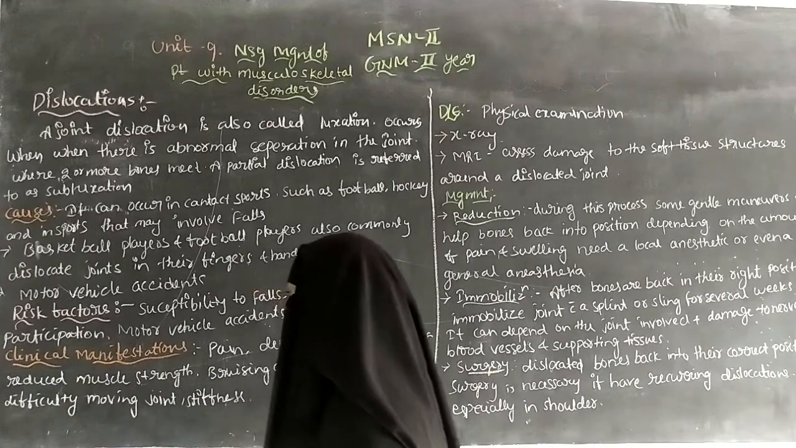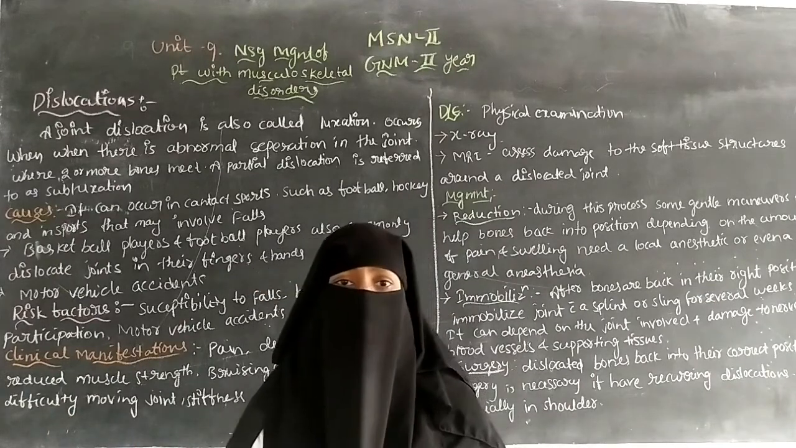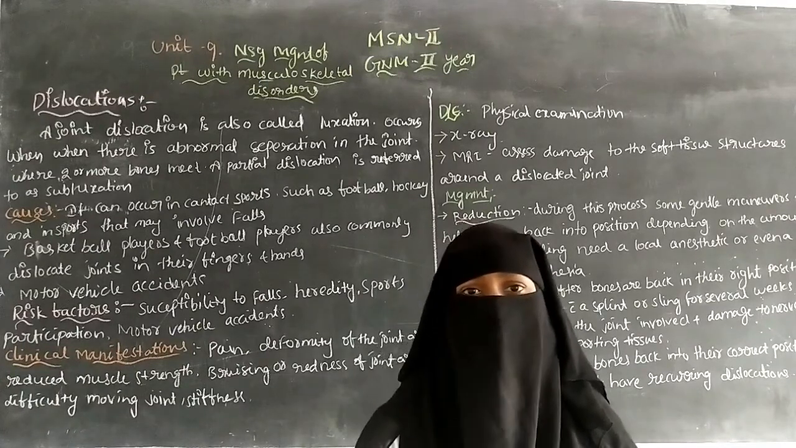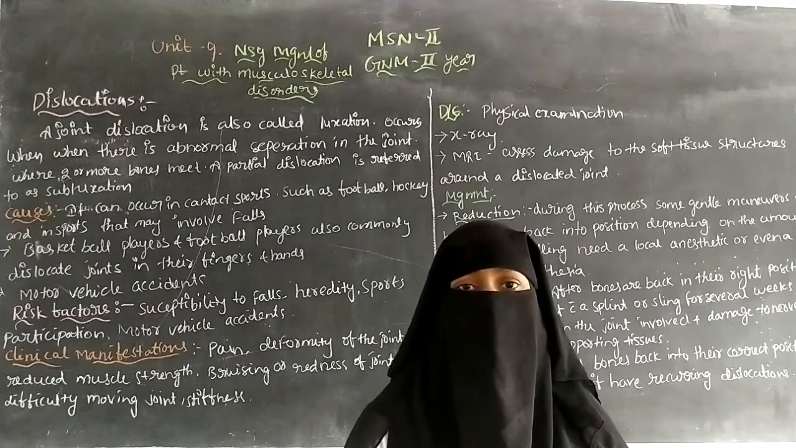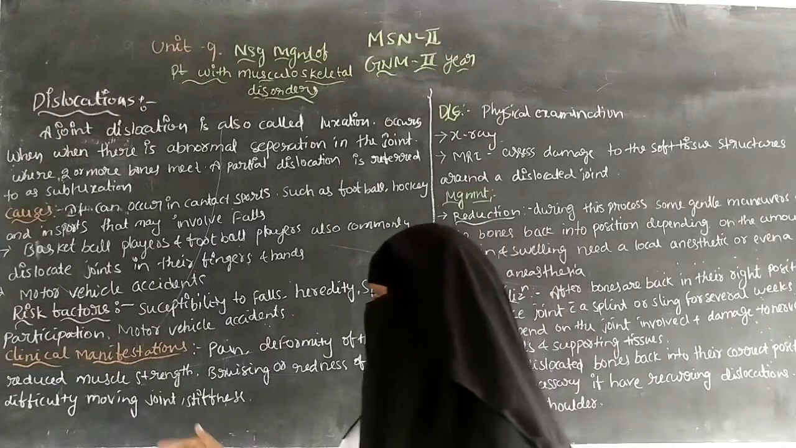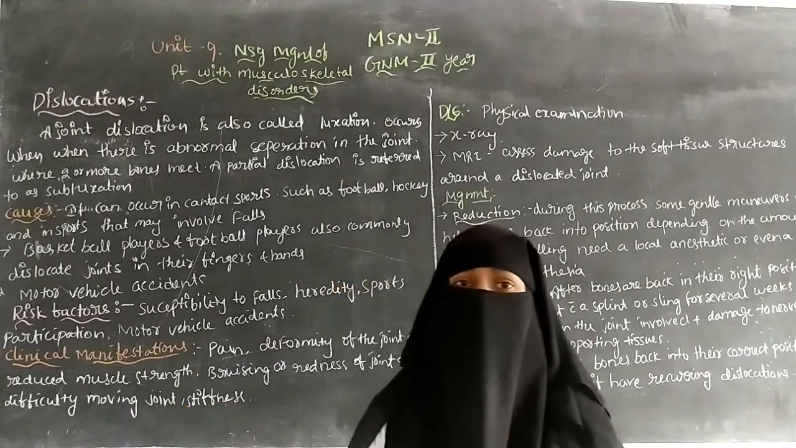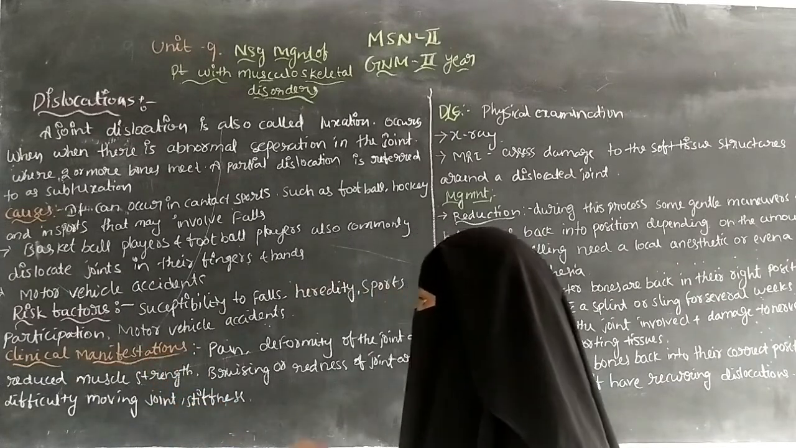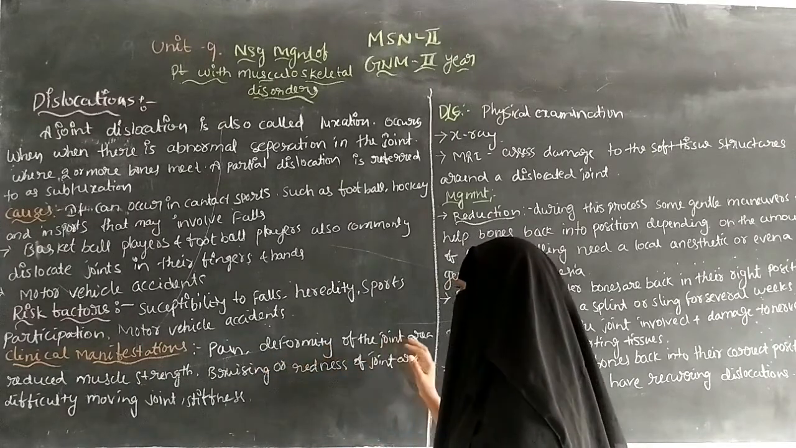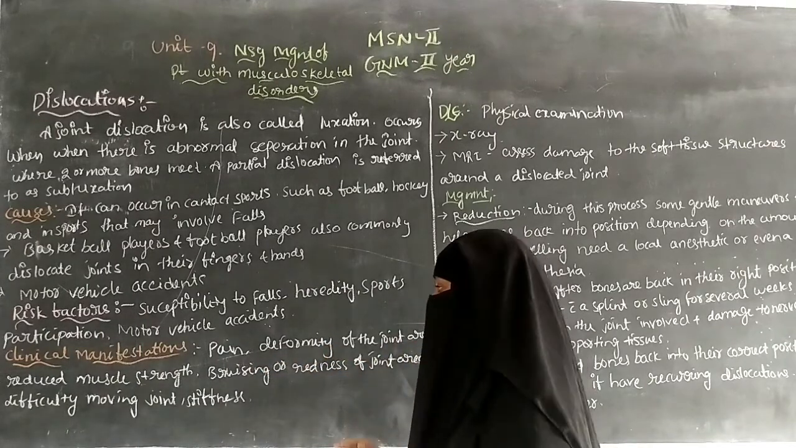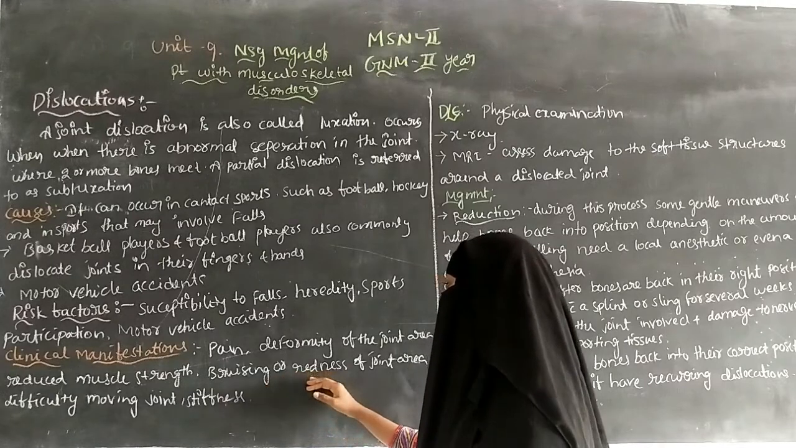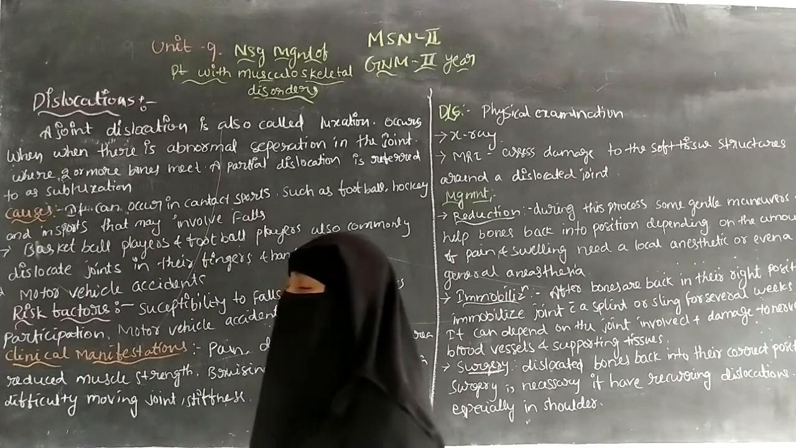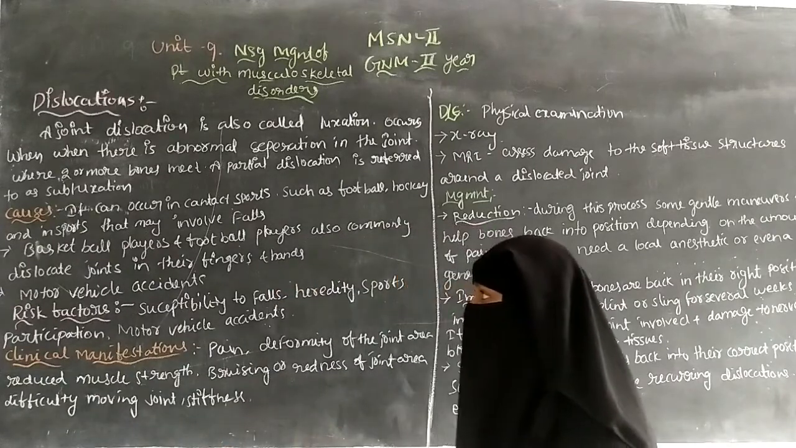And difficulty moving the joint. The patient is not able to move the joint because of the severe pain, and stiffness of the joint can occur. So the clinical manifestations include pain, deformity of the joint area, reduced muscle strength, bruising or redness of the joint area, difficulty moving the joint, and stiffness. So that is about the clinical manifestations.